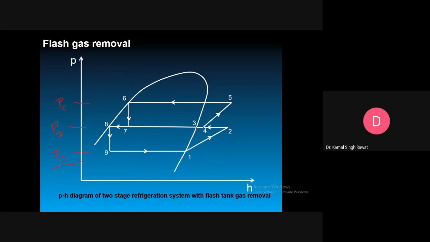Now in the compressor 2nd, we compress the superheated vapor, and the pressure is increased from PI to PC. So where has the pressure been increased? PI to PC. Now we reach state 5, which is superheated vapor, and this vapor enters into the condenser, where it rejects its heat to the environment, and the process 5 to 6 happens. Okay.